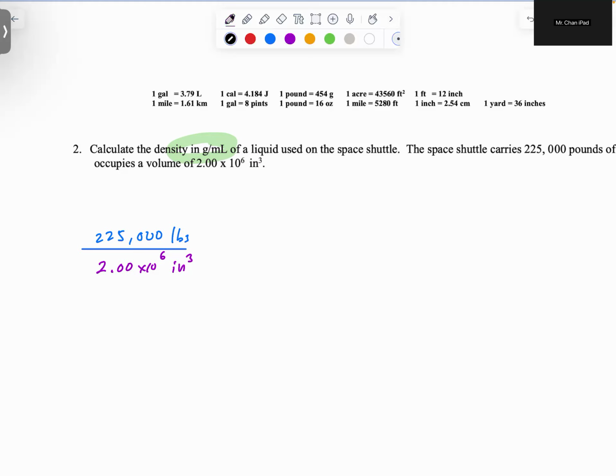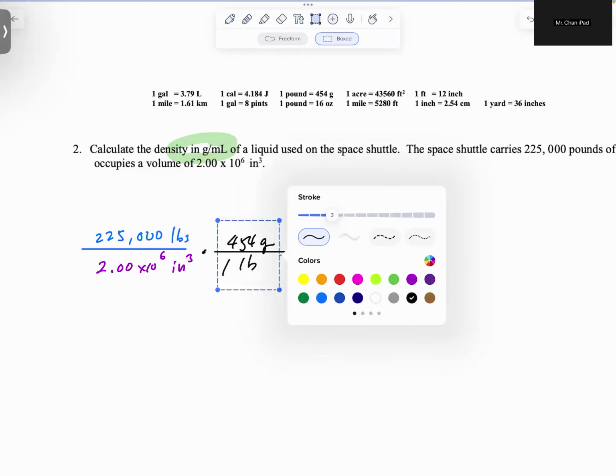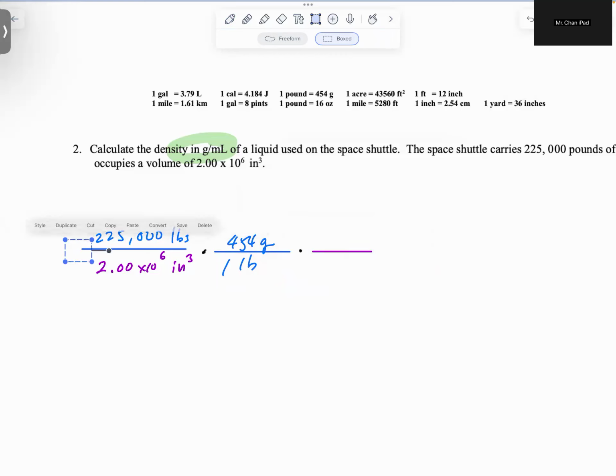Now, what do we do? We convert units one at a time. So let's go ahead and change pounds to grams. What's the conversion from pounds to grams? Well, we said 1 pound is 454 grams, right? That was easy. What is challenging is the next one. Let me color code this in blue so they can see what dimension we are dealing with here. Okay, so now the volume.